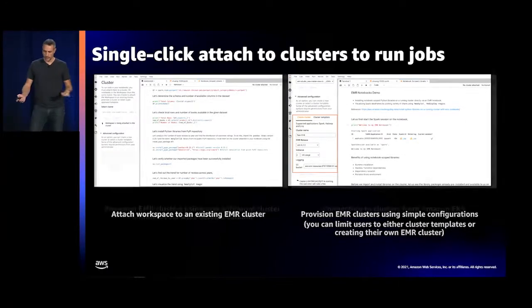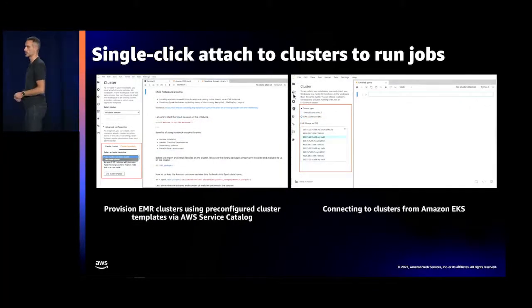For more complex configuration, you can also use templates from this interface. Generally, the templates are created by an administrator and published into AWS Service Catalog. And then you can instantiate clusters based on these templates. And finally, you can also run your Spark jobs directly on Kubernetes, connecting to EMR on EKS.